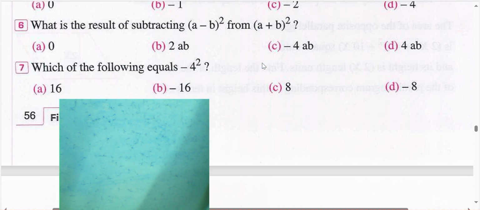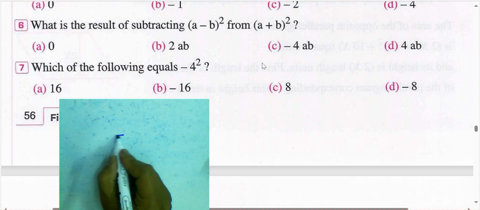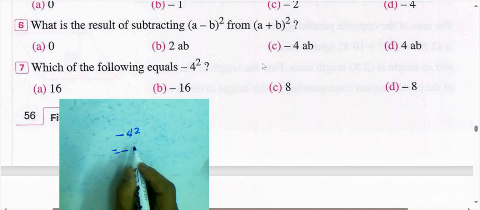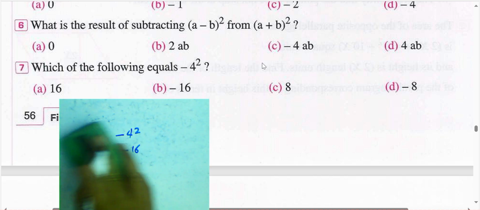Next question, which of the following equals negative 4 power 2? We can write negative, and 4 times 4 equals 16.